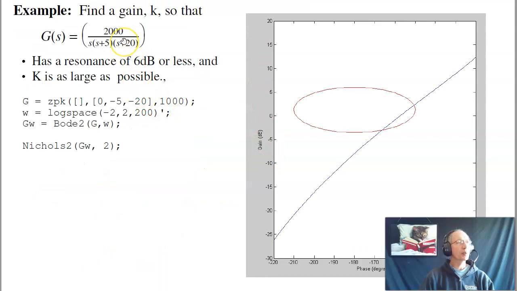Suppose I had this system, 2000 over s, s plus 5, s plus 20. Find k so that the closed loop system has a resonance of 6 dB and is stable.